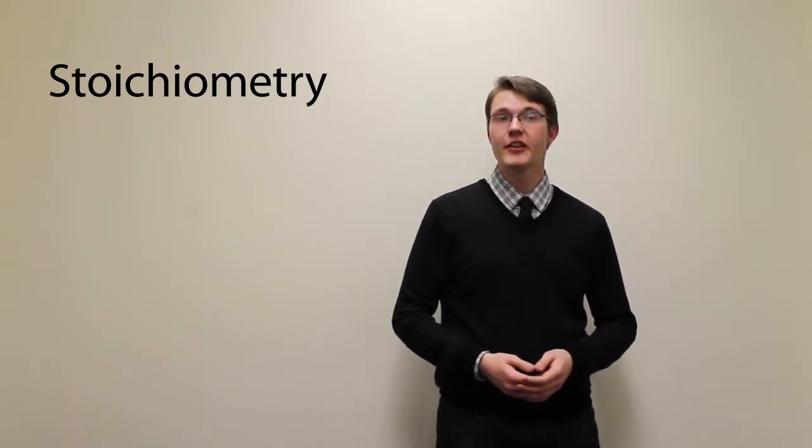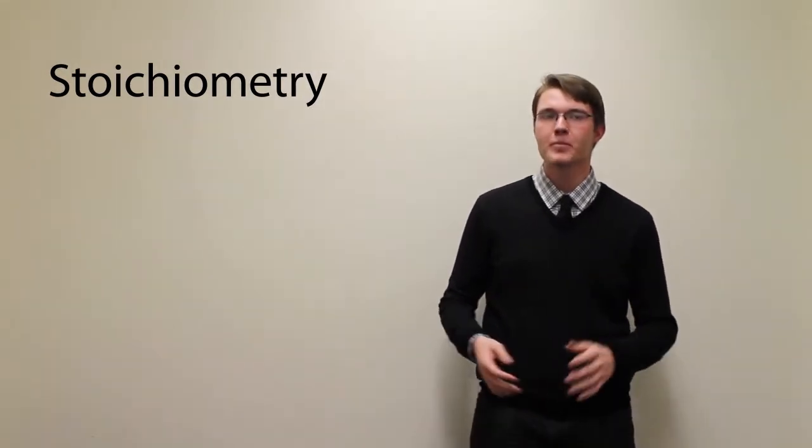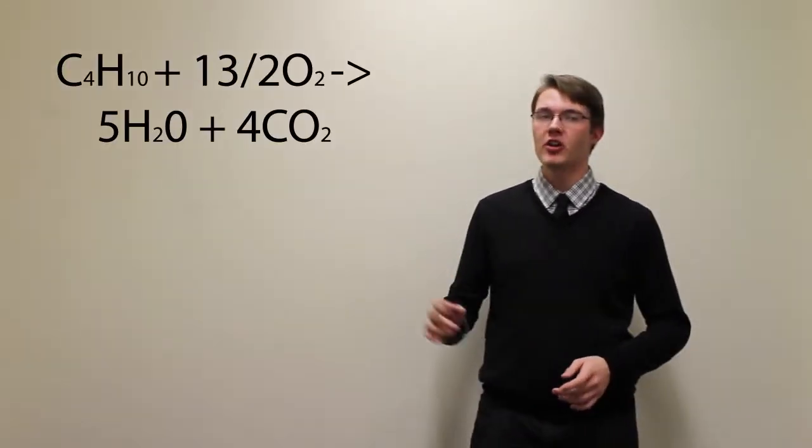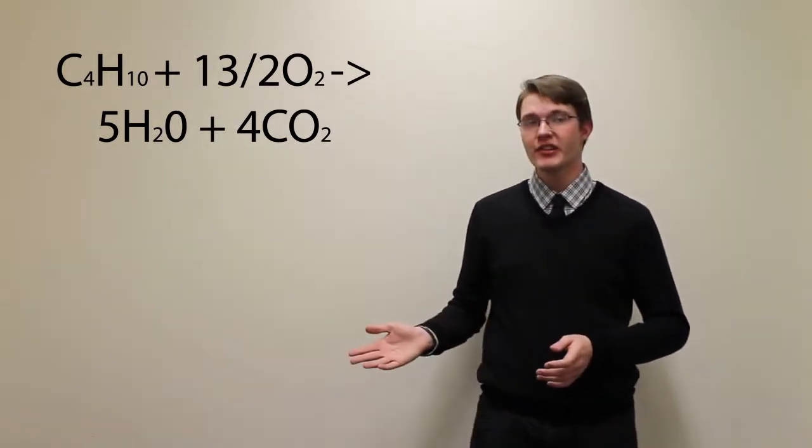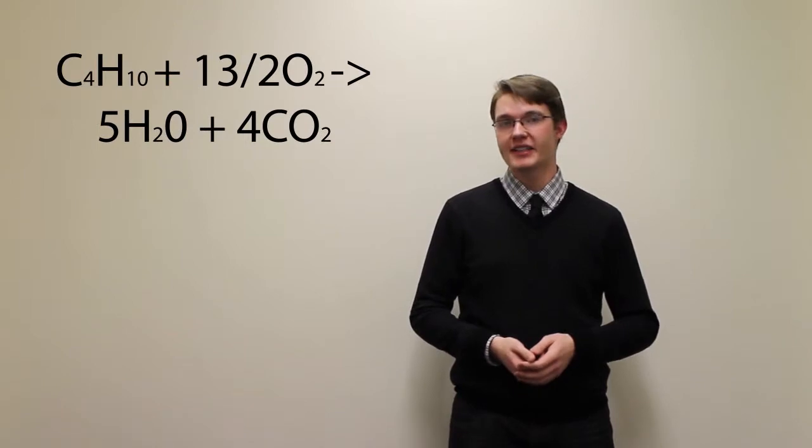Stoichiometry is another important concept for this problem. Stoichiometry is the area of chemistry concerned with products and reactants in a chemical equation. In order to apply stoichiometry, a balanced equation is required. For example, let's consider the combustion of propane. For this, you'd have the equation 1 mole of propane plus 13 halves moles of oxygen yields 5 moles of water and 4 moles of carbon dioxide.